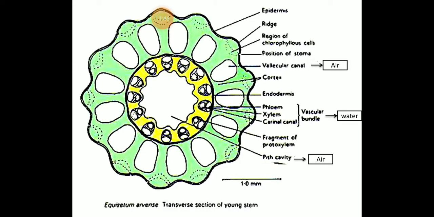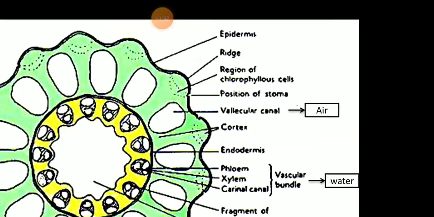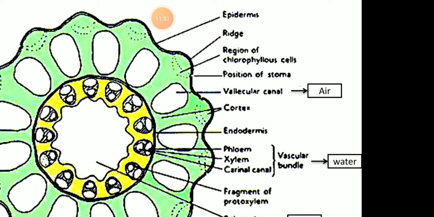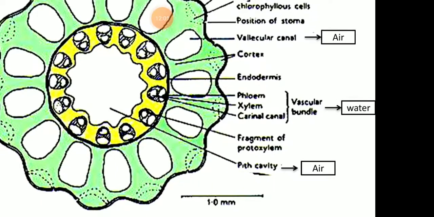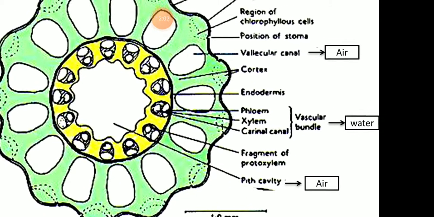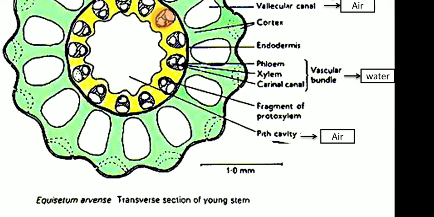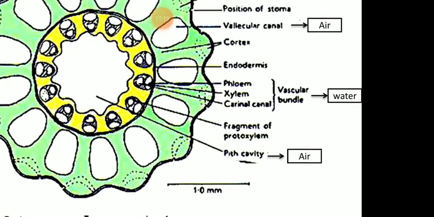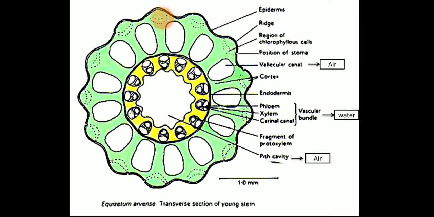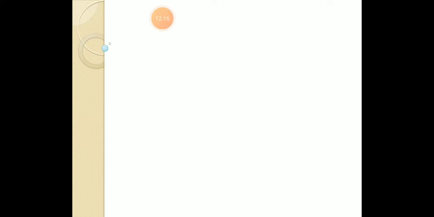And this is a complete diagrammatic representation. So completely you can find the epidermal region, ridges and furrows, and the stomata region small, interrupted with the outer epidermal region, and vallecular canals will be there, and the cortex region consists of the vallecular canal and the center endodermis, and the pith is a cavity region, and in between the fragmented protoxylem will be there. This is the structure of the young Equisetum stem.